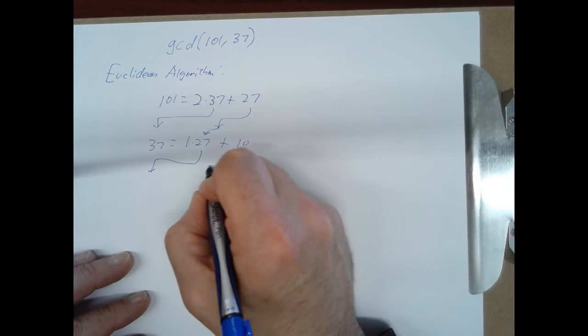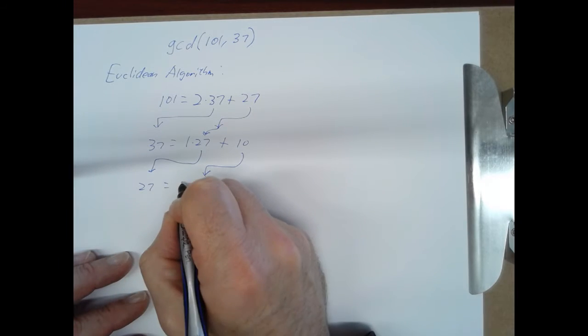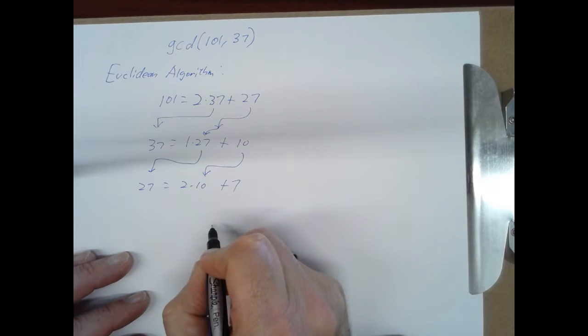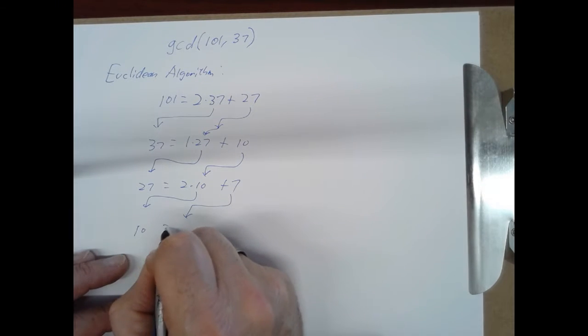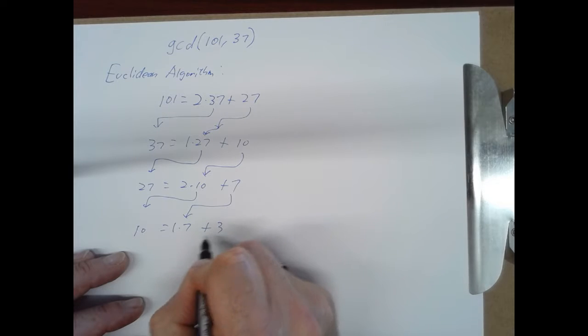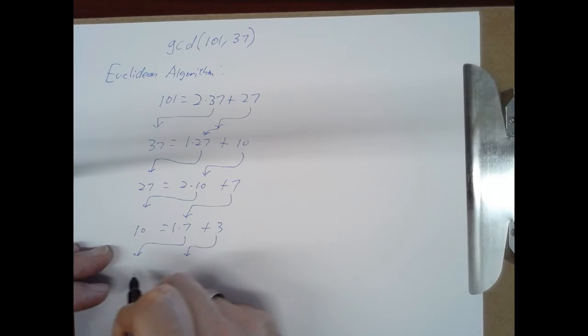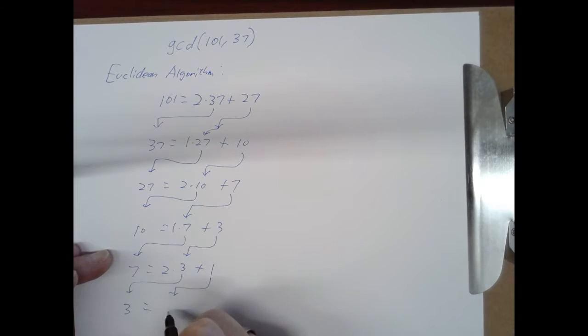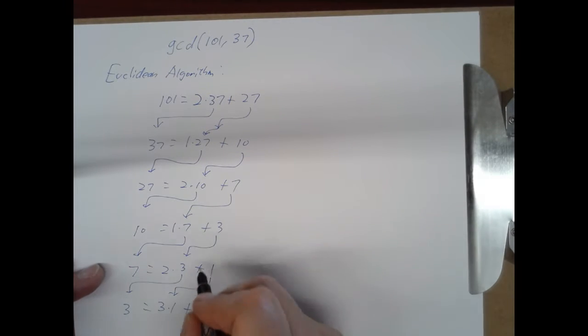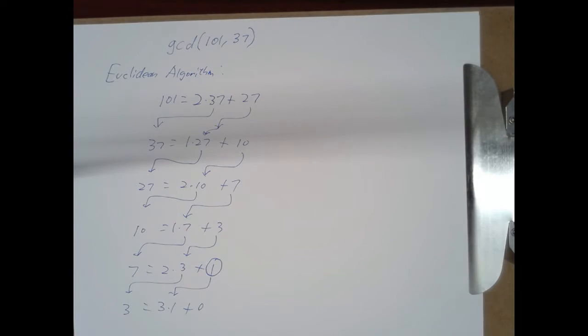So bring these over. 27 equals 2 times 10 plus 7. Bring these over. 10 equals 1 times 7 plus 3. Bring those over. 7 equals 2 times 3 plus 1. And bring those over. 3 equals 3 times 1 plus 0. And once you get down to a 0, this is your GCD. So the greatest common divisor of 101 and 37 is 1.